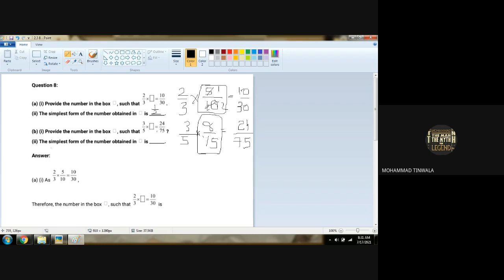5 upon 10, we got 1 upon 2, right? By cutting to each other. Now you have to check here. Is it possible to cut with each other? No, sir, it is not possible. Now check whether it is a proper fraction or improper fraction.